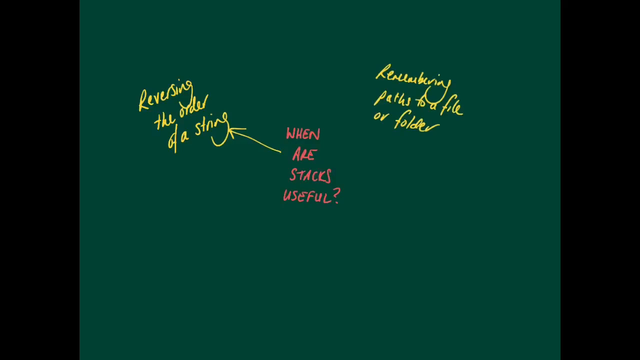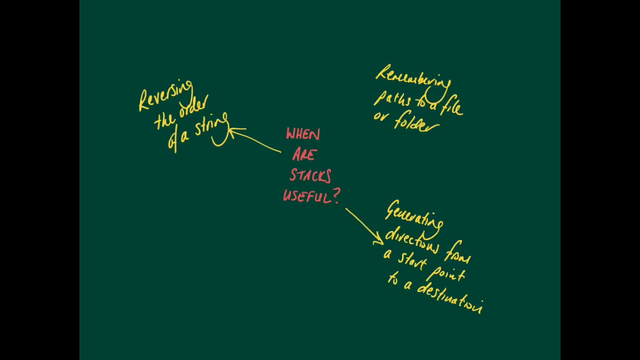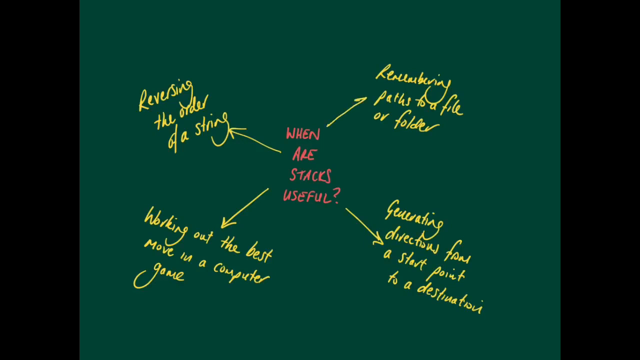So let's finish by thinking about when stacks are useful. You can use them when you're reversing the order of a string, for example, or a word. You can also use them to remember paths to a file or folder, the different folders and drives you have to go through. You can also use stacks when you're generating directions from a start point up to a destination. And lastly, stacks are useful when you're working out the best move in a computer game. But these 4 methods are just a small sample of how stacks can be useful in your computer programs.